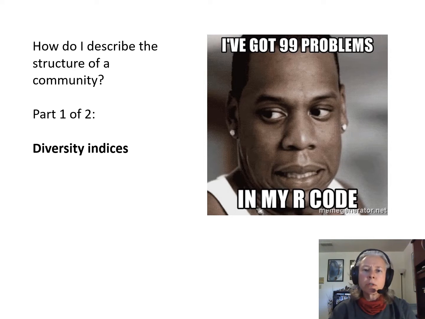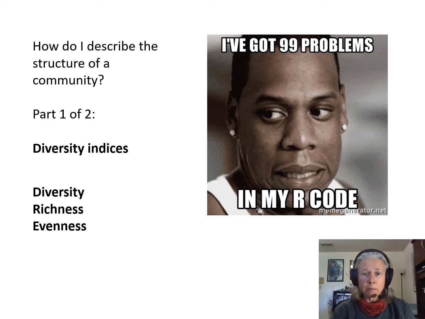Recall from the first lesson of this course that the most fundamental attributes of a community are diversity, which is comprised of richness, which is the number of species present, and evenness, which is the relative abundance of each species. In other words, the number of individuals per species. We need to be able to quantify each of these in order to evaluate management activities, to examine disturbance, and to otherwise monitor and compare communities.